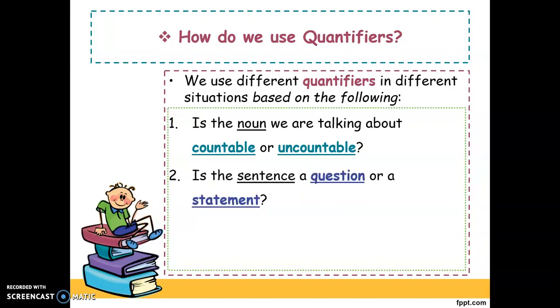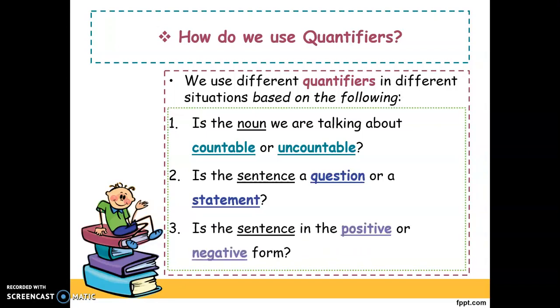Number two, is the sentence a question or a statement? We look at the sentence and see, does it end with a full stop or does it end with a question mark? Number three, is the sentence in the positive or negative form? And I'm pretty sure that you know how to tell the difference between both.